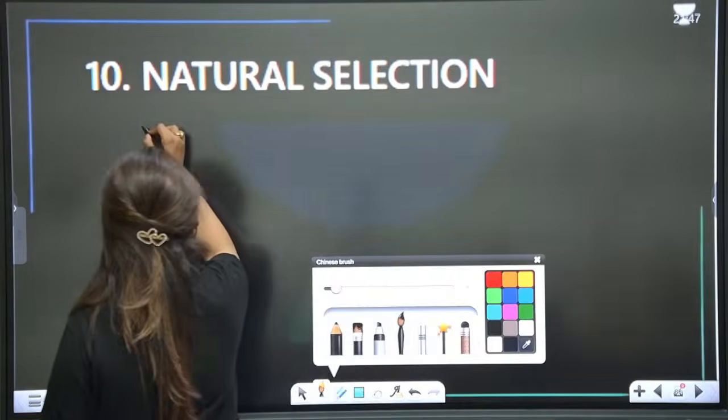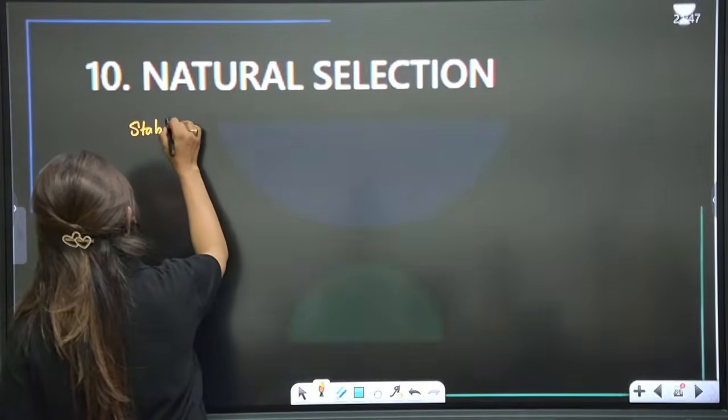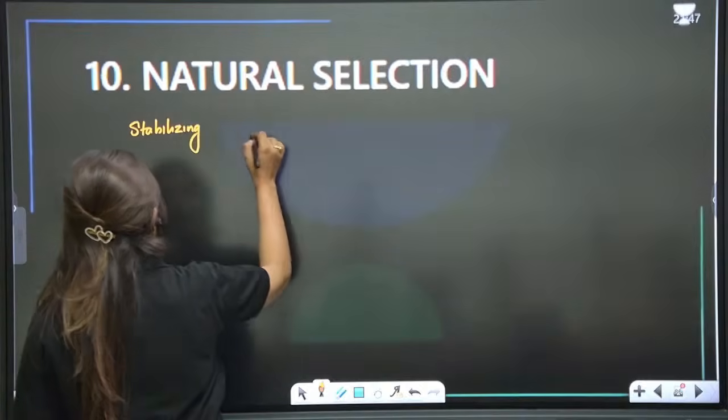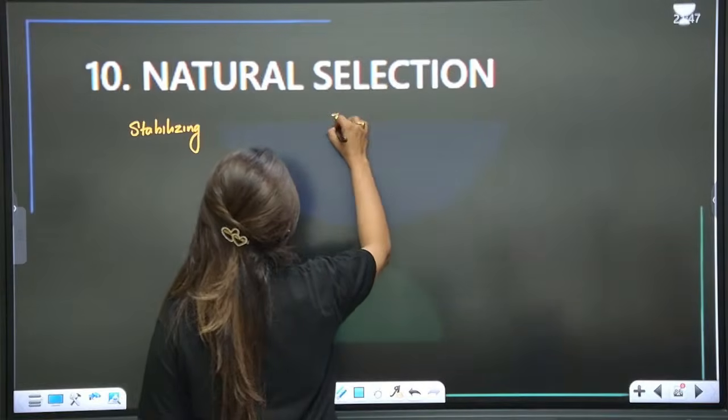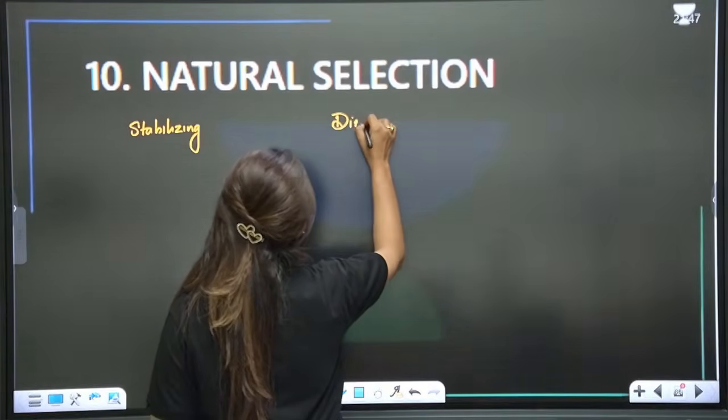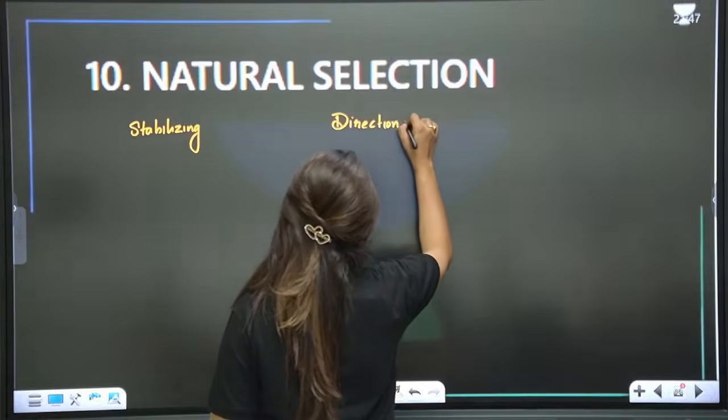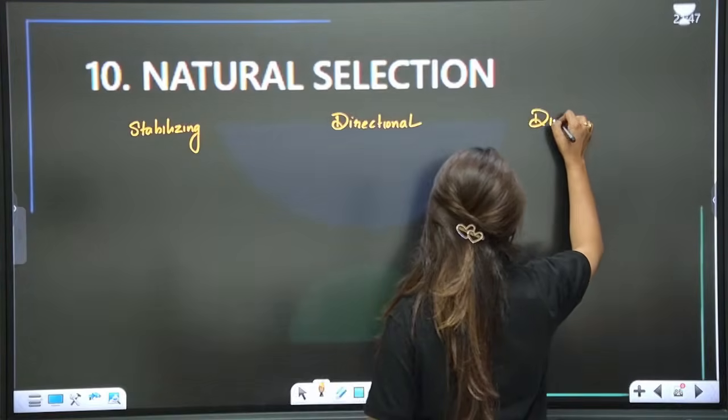Now talking about natural selection, guys. We have 3 types. One is stabilizing. Then we have directional. And the third one is disruptive.